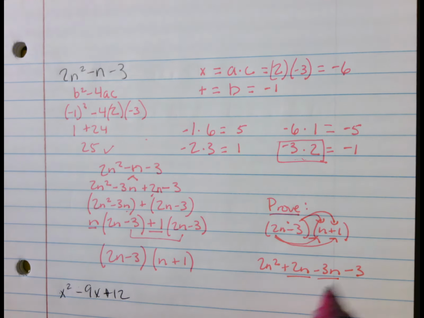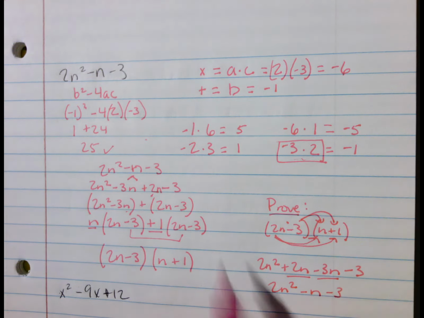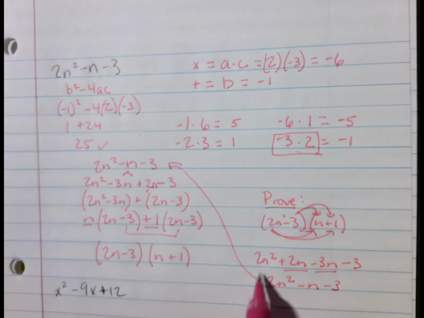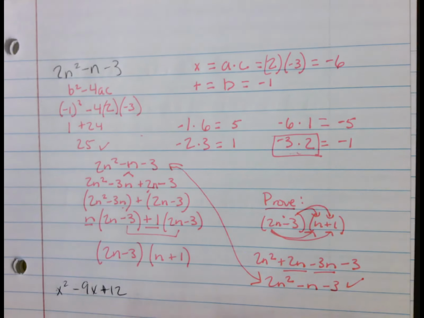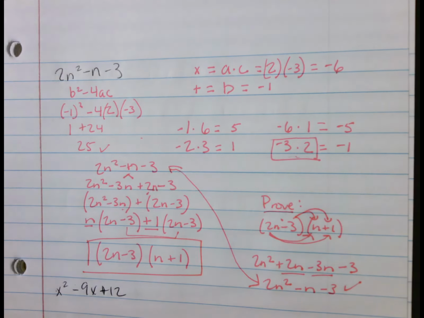Then we combine our like terms, so 2n squared minus n minus 3. That is what we started with. So these two factors are the correct answer. Okay, so that's one example that we can do.